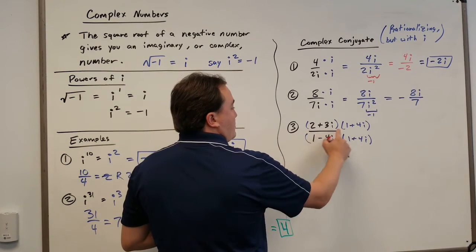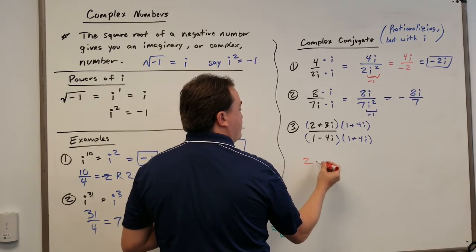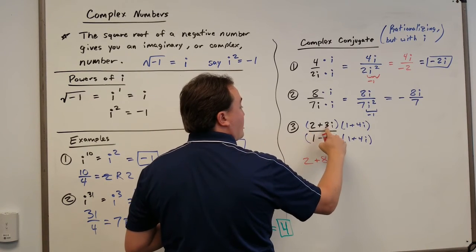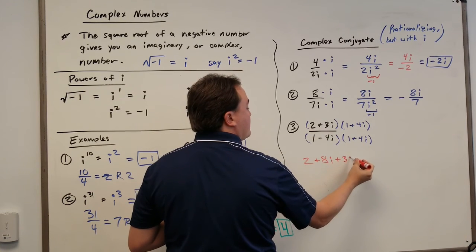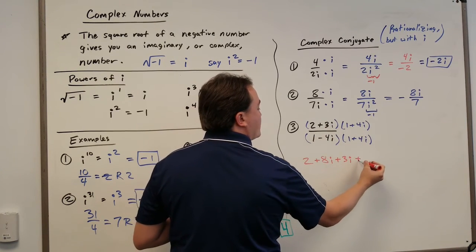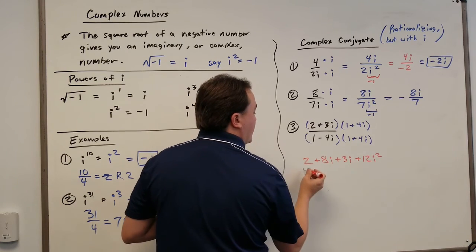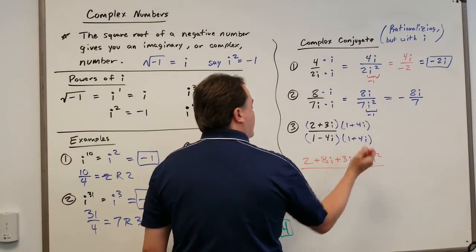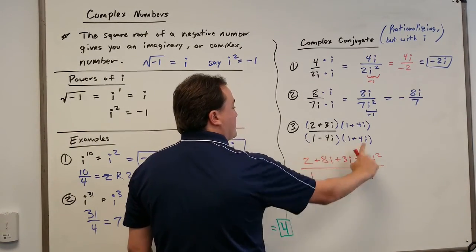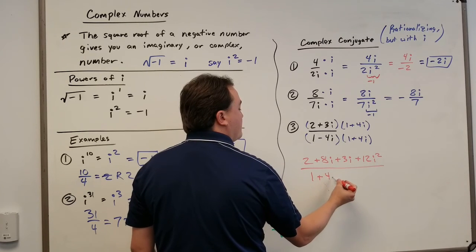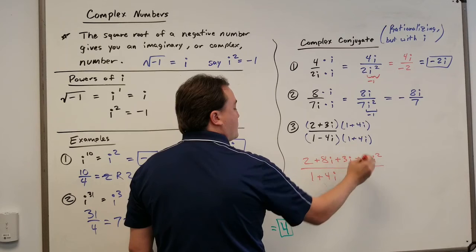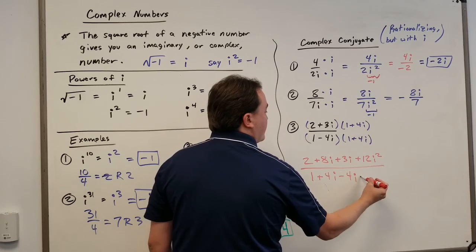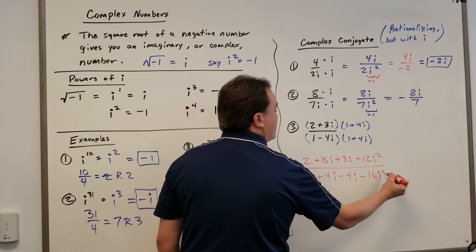So we have 2 times 1 is 2, doing the top. 2 times 4i is plus 8i. 3i times 1 is plus 3i. And 3i times 4i is plus 12i squared. And the bottom, 1 times 1 is 1. 1 times 4i is plus 4i. Negative 4i times 1 is negative 4i. And negative 4i times positive 4i is negative 16i squared.